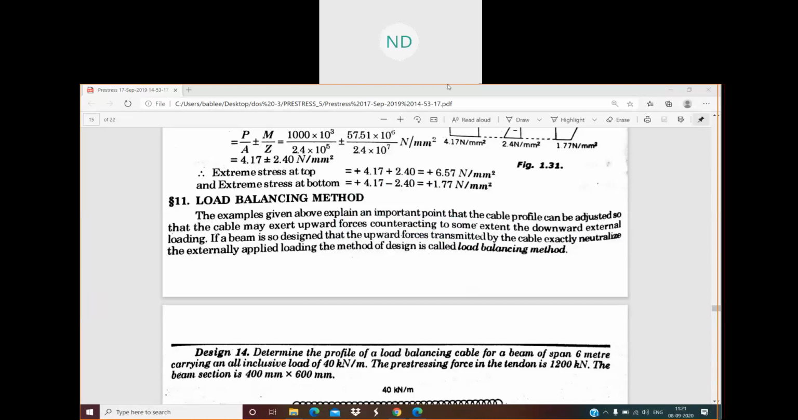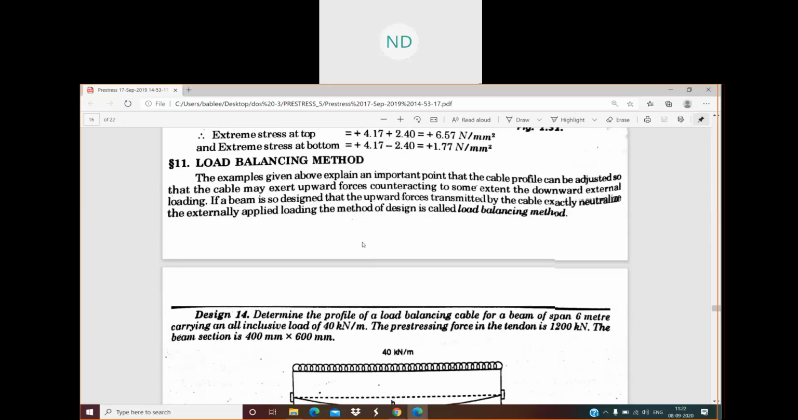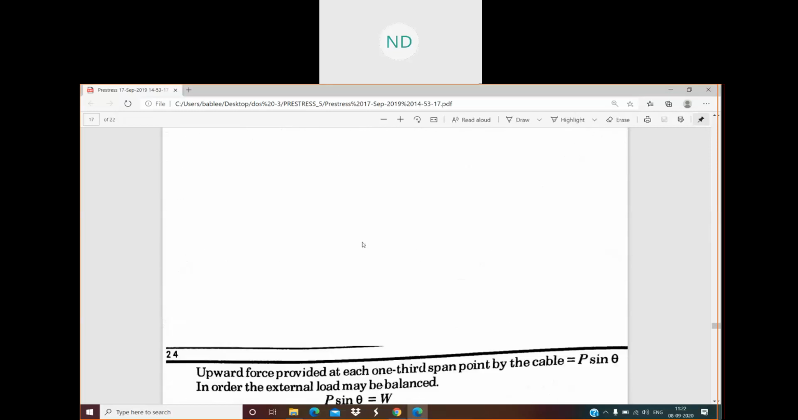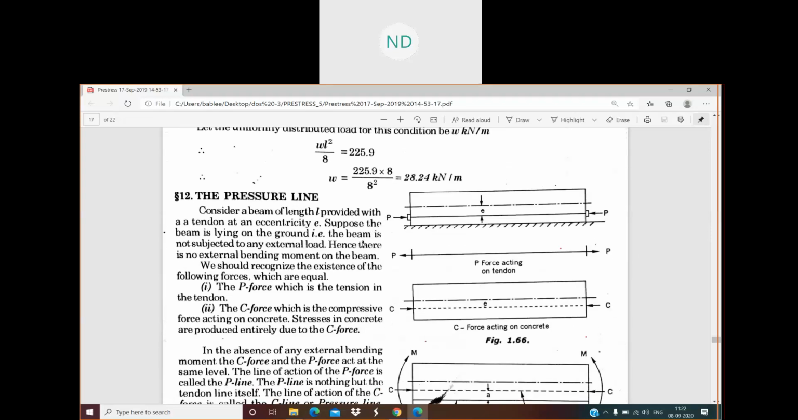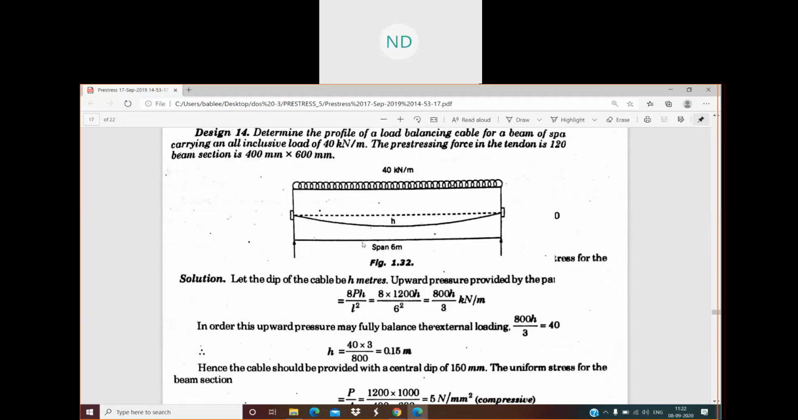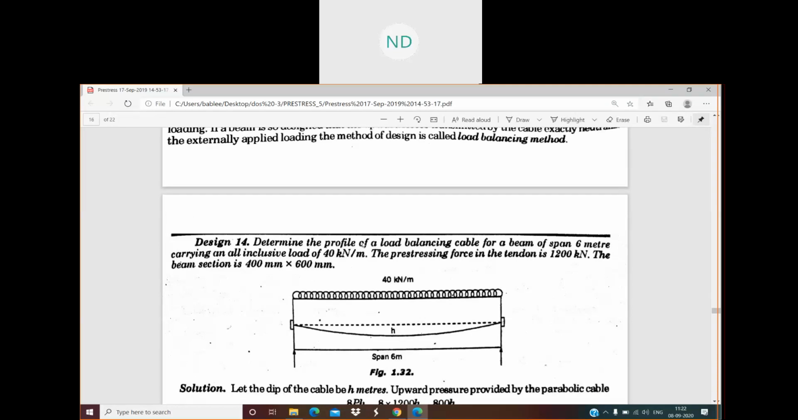This one, load balancing method. No, no, I just introduced the topic to us. Okay, we have not solved a problem on this, right? Load balancing. Okay, then we shall take the first question here now.